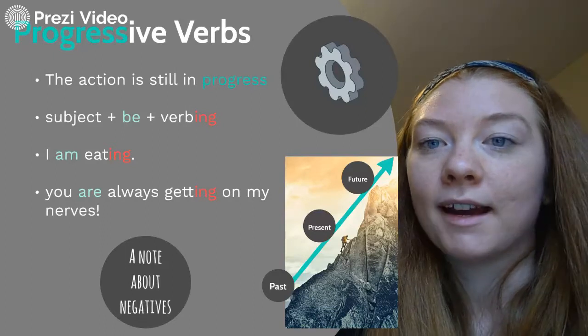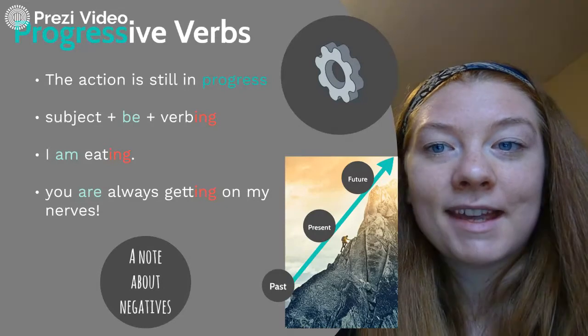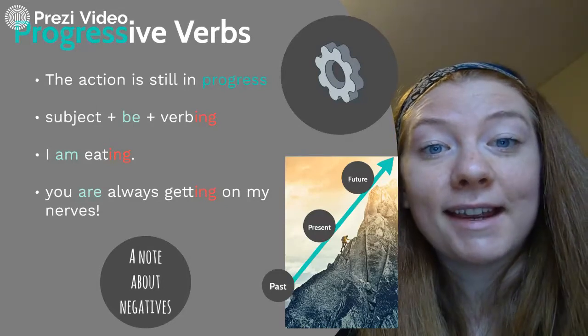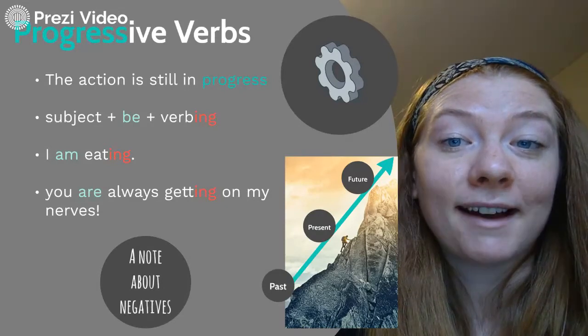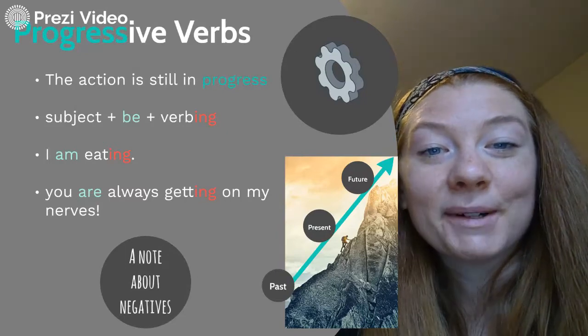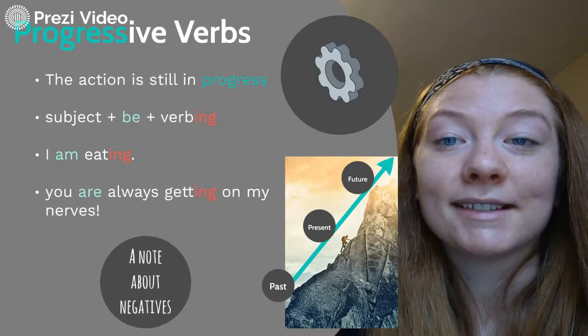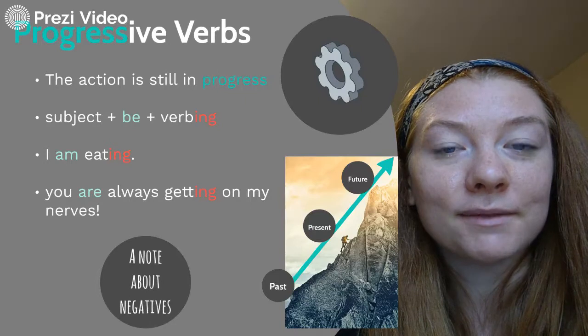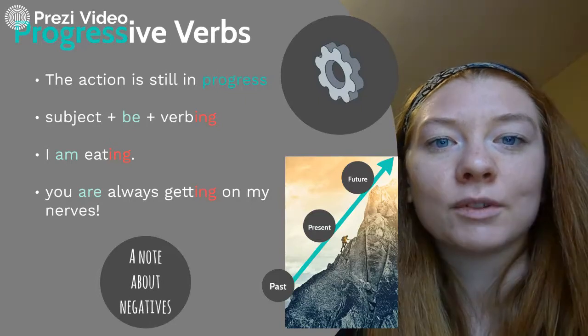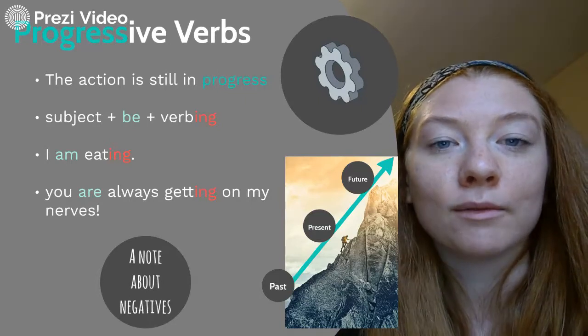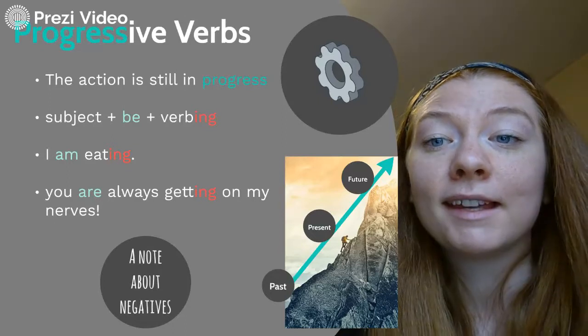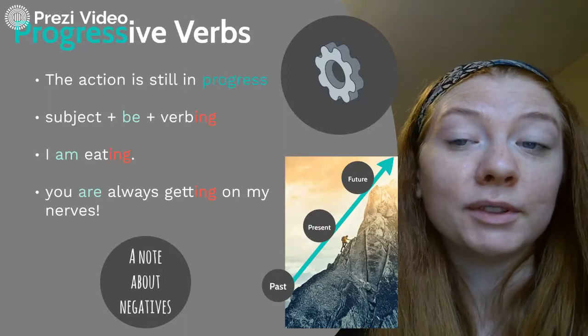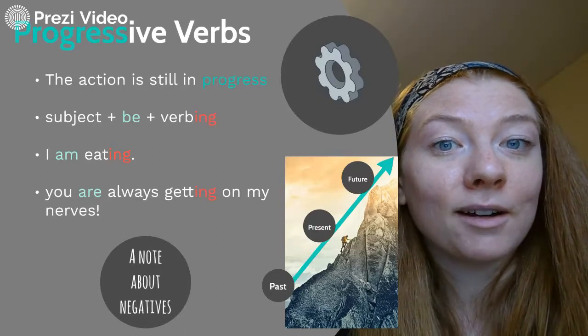For example, I am. The be changes to am because it's with the subject I, and then that verb, you add the ing to the end. And there you have a progressive verb. I am eating. We're talking about what I'm doing right now. Here's another example. You are always getting on my nerves.